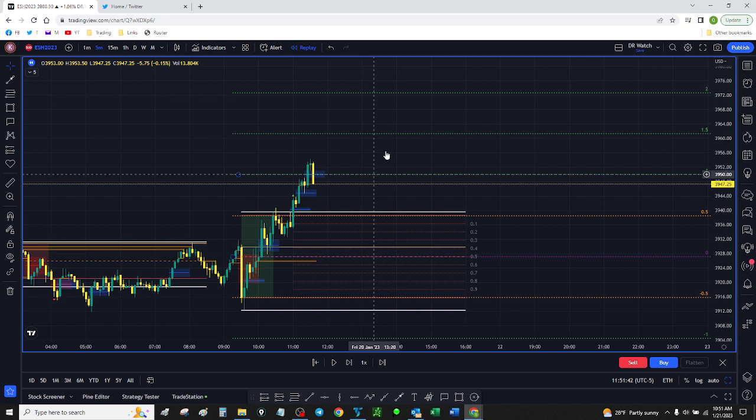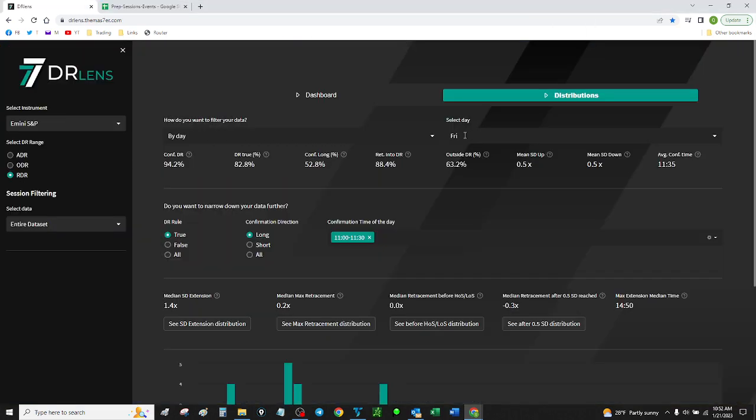This is a half, this is 1.5. It's measured from the IDR. Even though it says 1 here, since my 0 is down here, really my 0 should be here, but if I did that, I'd have to switch it for downside and upside, so I just put 0 in the middle, and I know that this is 0.5, 1, 1.5, etc. What DR Lens is telling me is that I'll have a median standard deviation extension of 1.4, and my max extension median time will be 1450.